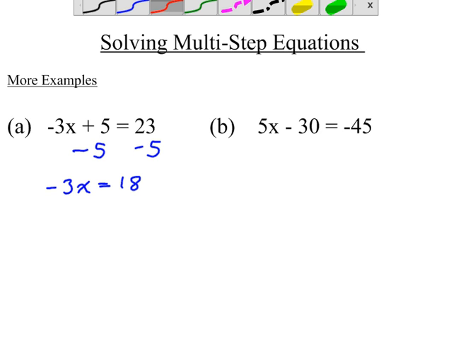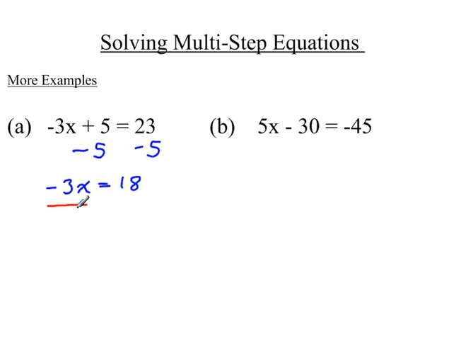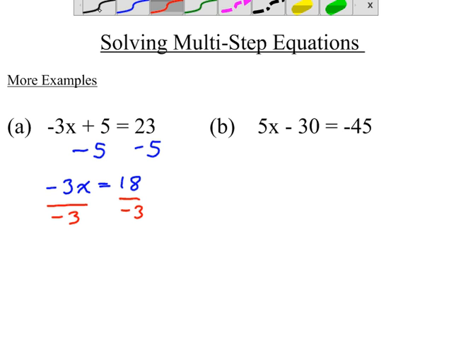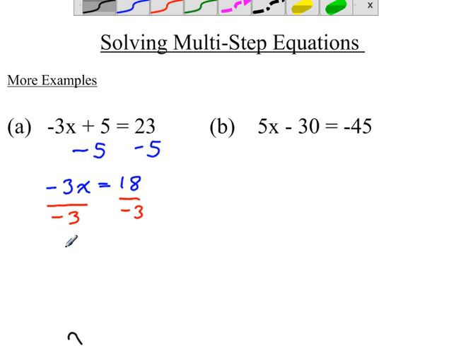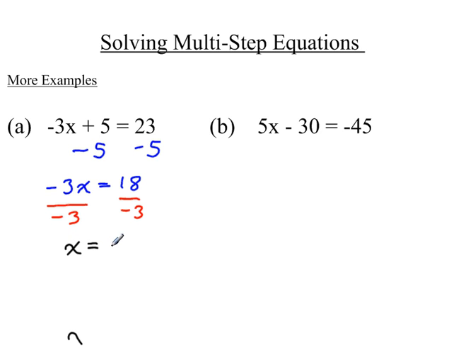So now this becomes just like some of these simple equations that you were doing yesterday. And to get rid of multiplying by -3, you divide by -3. If I divide the left-hand side by -3, I need to divide the right-hand side by -3. And I will end up with the answer x equals -6.